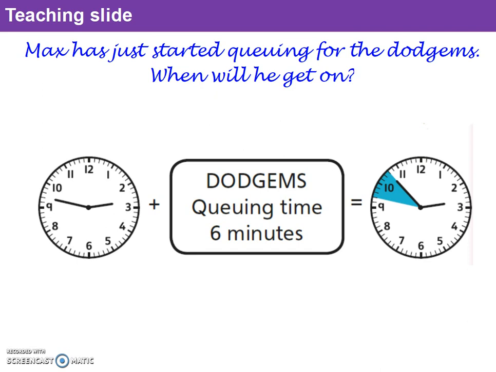number sentence. There's 47 minutes past. We're going to add on 6 more minutes, which means it's going to be 53 minutes past. And we can add on the hours later. So Max will get on the dodgems at 2:53.